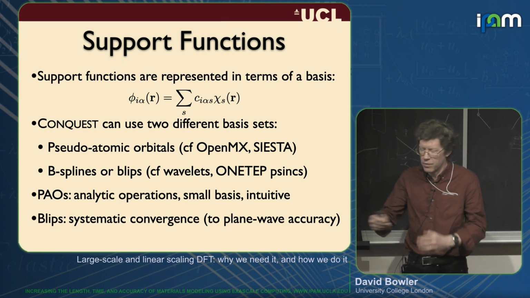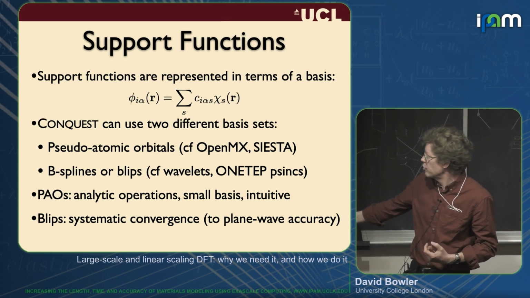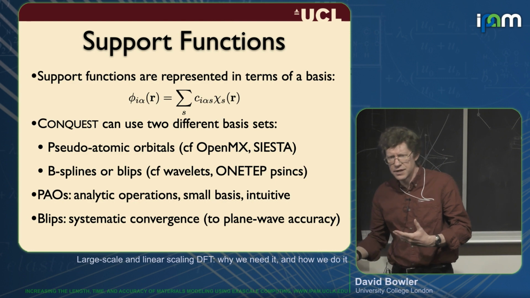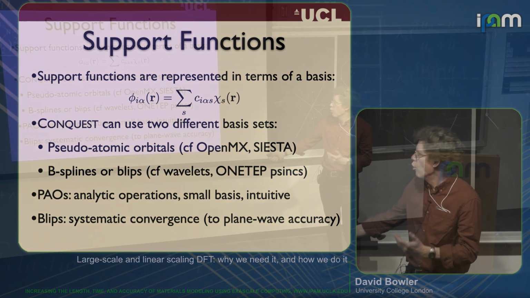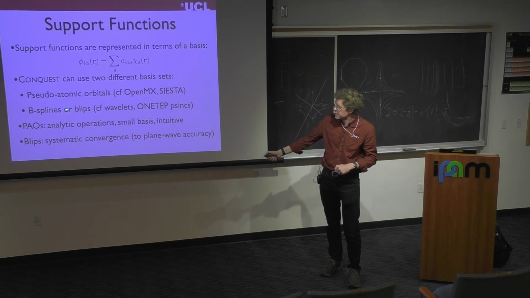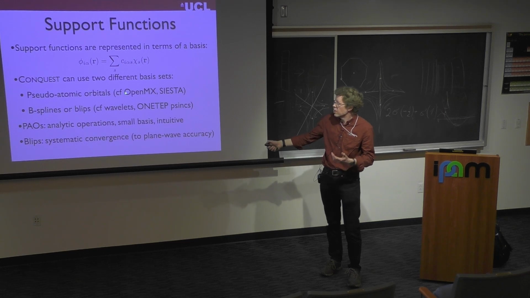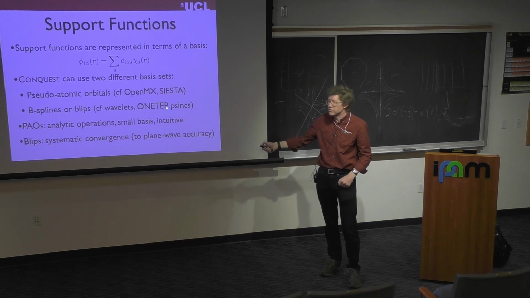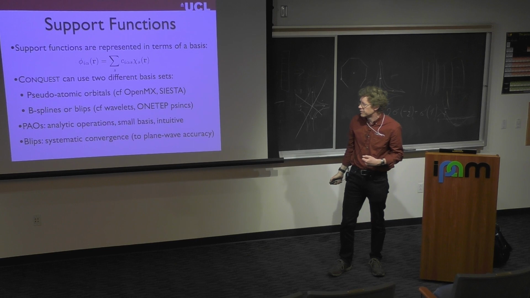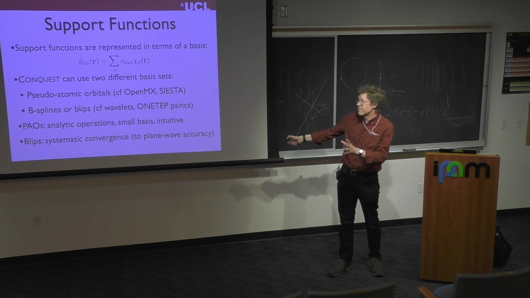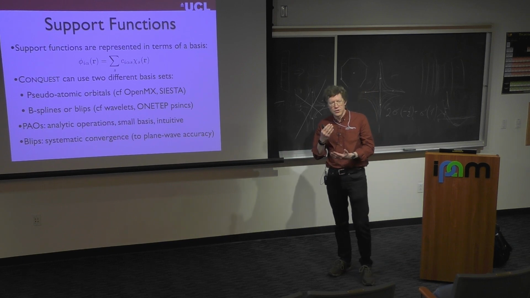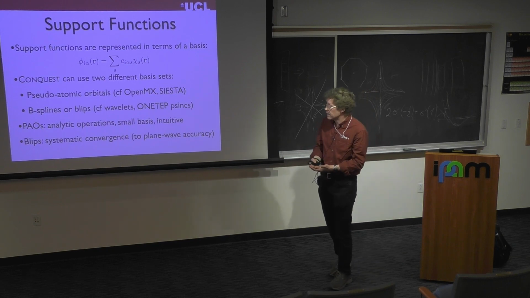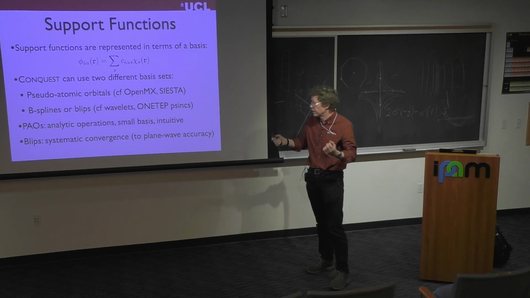And for these basis functions we can do two things. We can either use pseudoatomic orbitals, the standard kind of thing that you see from SIESTA, where you take a spherical harmonic and multiply it by a radial function, or we can use a systematically convergent basis set. We use B-splines or blips, and you get other things. So BigDFT uses wavelets, ONETEP uses sinc functions, periodic sinc functions, and there are various other ways that you can do that. PAOs are nice because you can do the spherical harmonic integrations analytically, and that just means it's a 1D problem for doing integration.